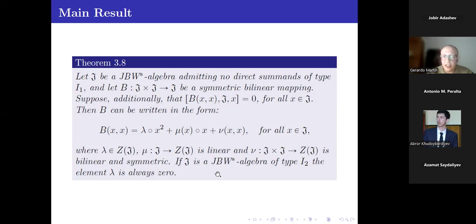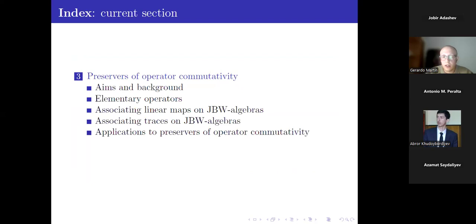Furthermore, if J is a GBW-star algebra of type I2, then we can say that the element lambda is going to be always 0. Finally, all these results related with linear maps and traces we will apply in order to obtain results for preservers of operator commutativity.